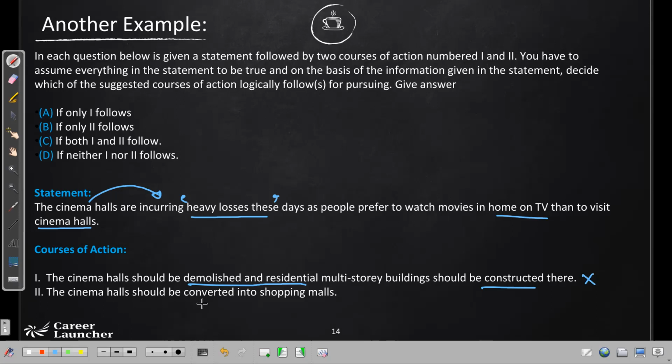And then, cinema halls should be converted into shopping malls is again a kind of problem. I think this is ridiculous. This is not addressing the core issue, and neither of them is valid. So we'll go for D, which says neither of them is valid.